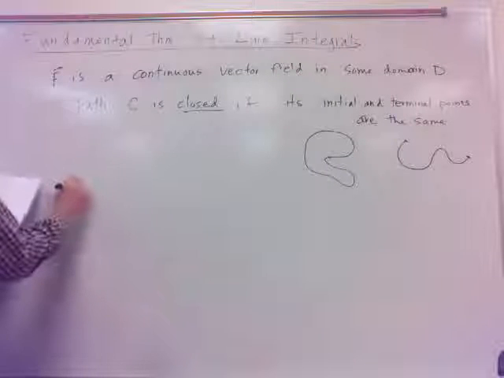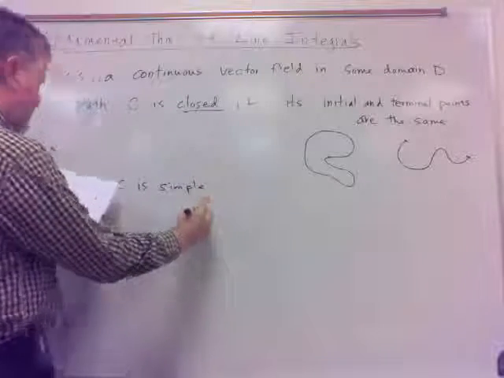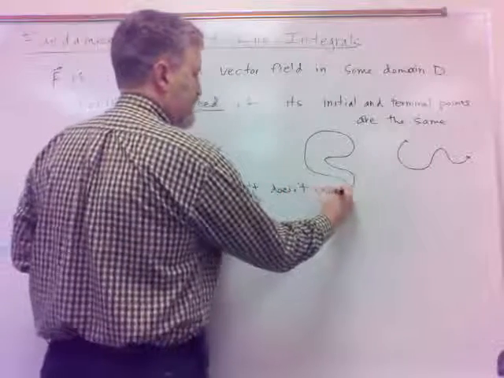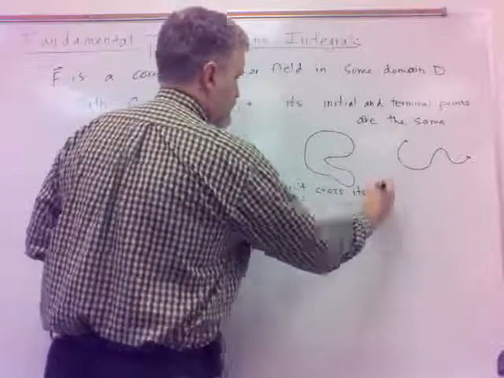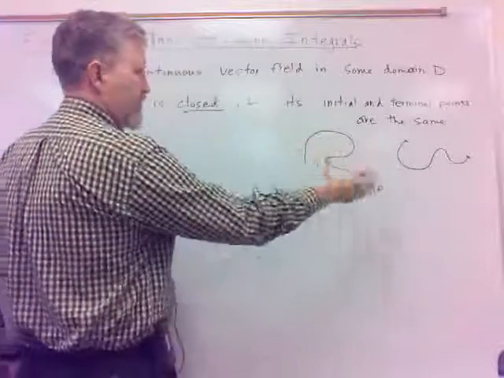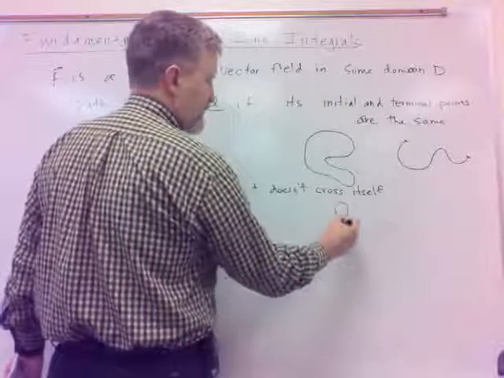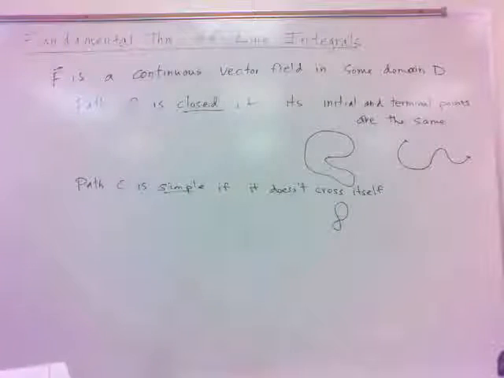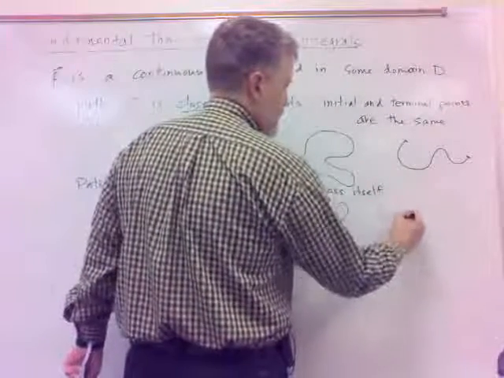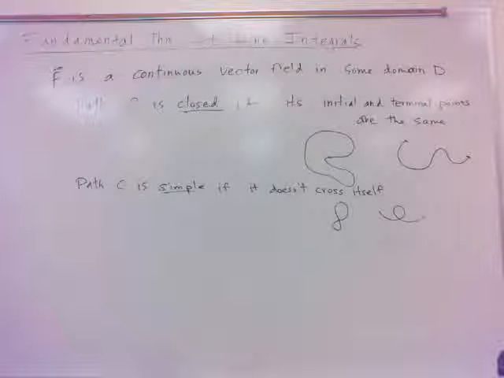Okay? Path C is simple if it doesn't cross itself. And so both of these would be simple. A figure 8 would be closed, but it would not be simple because it crosses itself. So anything where it crosses itself would not be simple. So for simple, you just can't cross over.